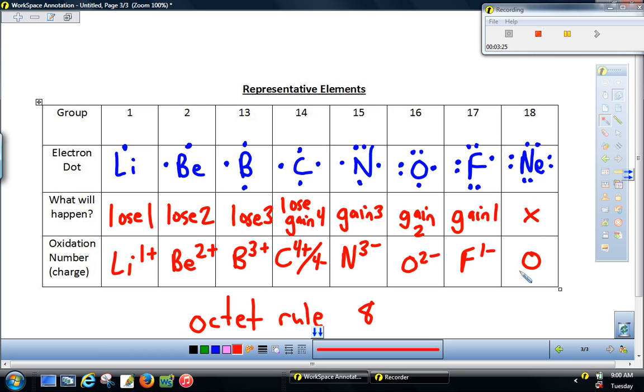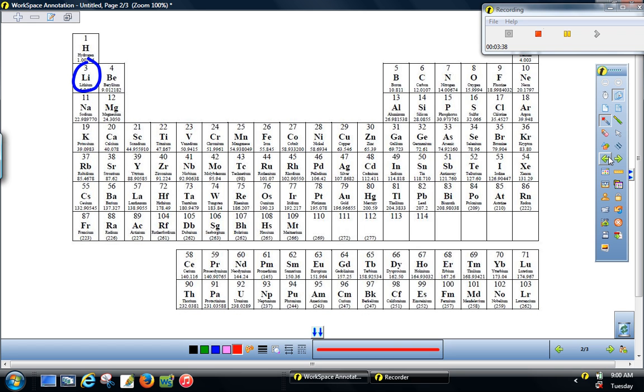And neon will keep a 0 charge, a neutral charge, because it already has a full outer shell, so it's not going to gain or lose any electrons under normal conditions. So if we know the charges of these groups, then we can figure out what's going to happen whenever they link up. Once again, this family gets a 1+ charge, this family gets a 2+ charge, this family gets a 3+ charge. This family could get a 4+ or a 4-. Nitrogen gets a -3, oxygen gets a -2, fluorine gets a -1, and our noble gases remain neutral.